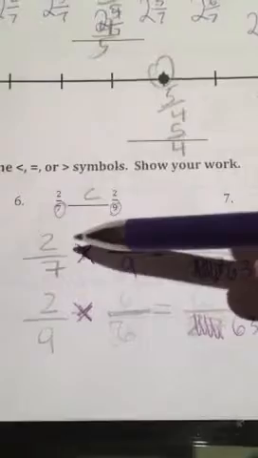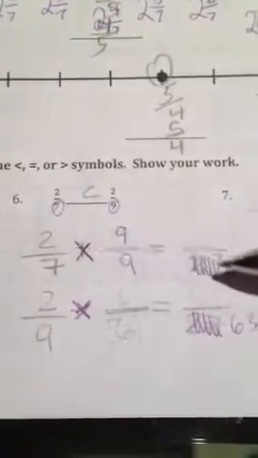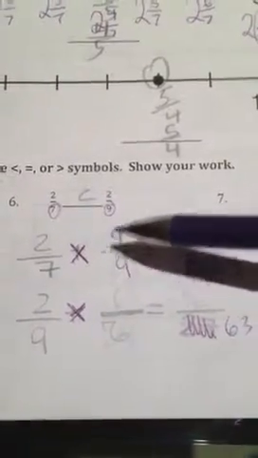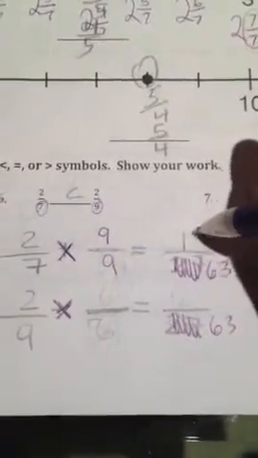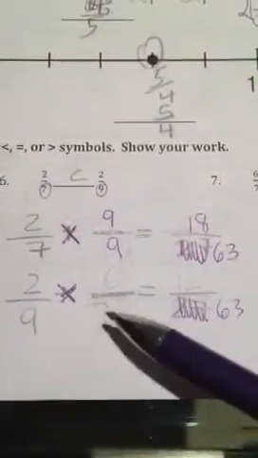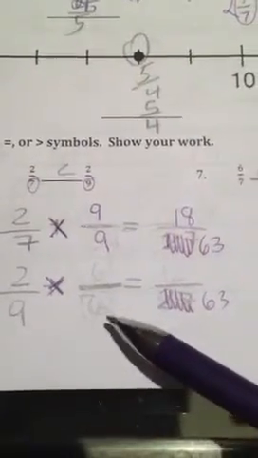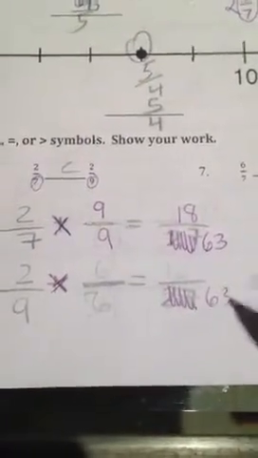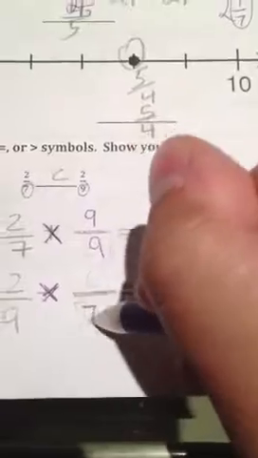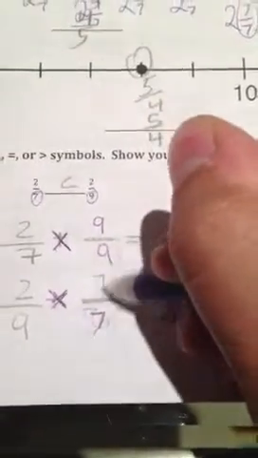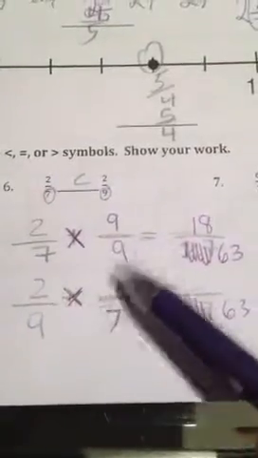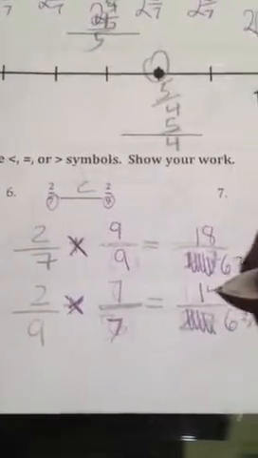Because you always have to multiply. To make equivalent fractions, you always have to multiply by 1 whole, and 9 over 9 is 1 whole. So that makes this 18. And then on the bottom, you ask yourself, 9 times what makes 63? That's 7. 7 on the bottom, 7 on the top. 2 times 7 makes 14.